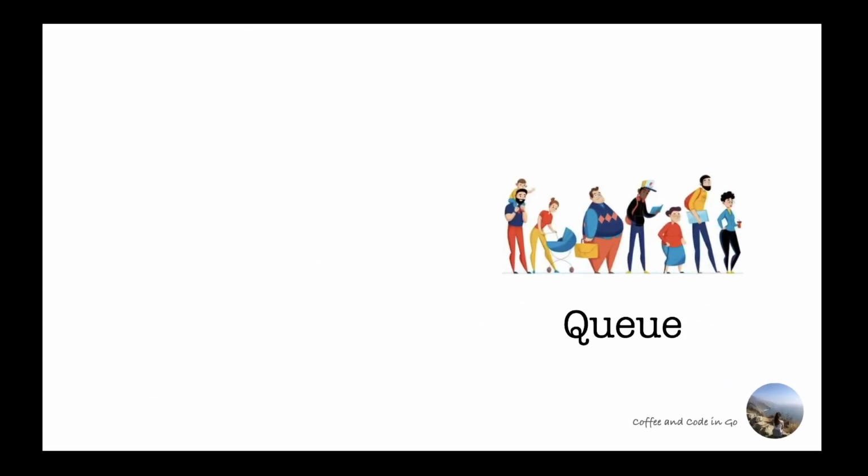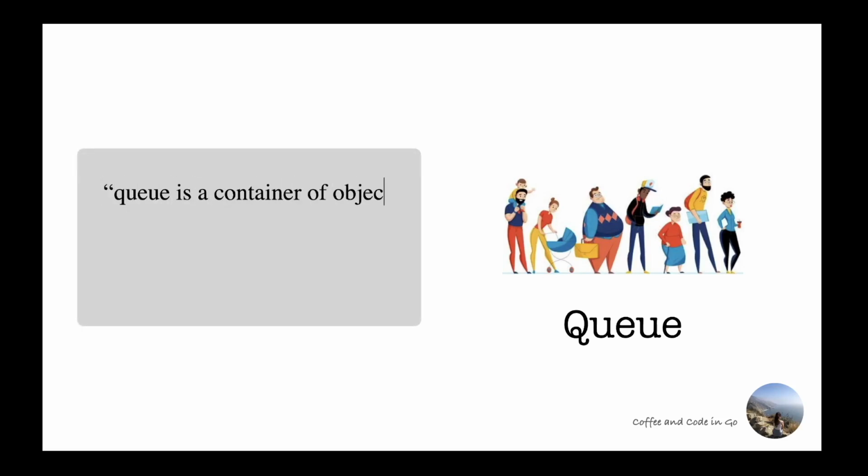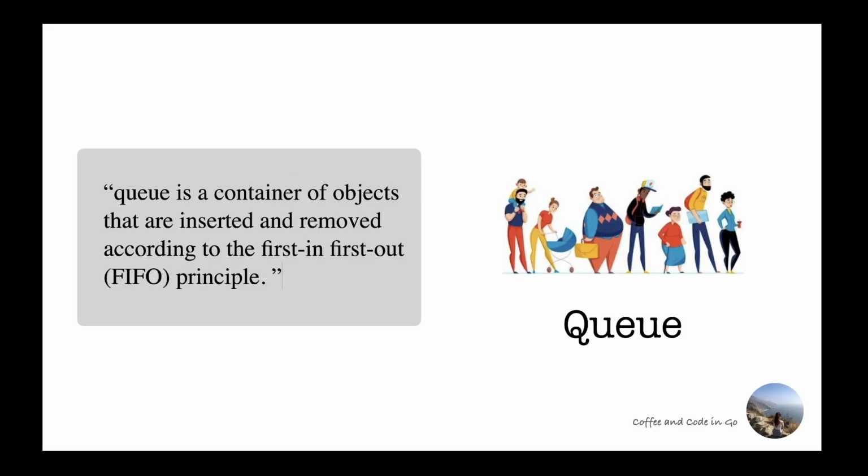Now, let's understand more about queue. By definition, a queue is a container of objects that are inserted and removed according to the first in, first out principle. Just like the name, we can think of a queue in programming like a literal queue in life. In a queue, only two operations are allowed.